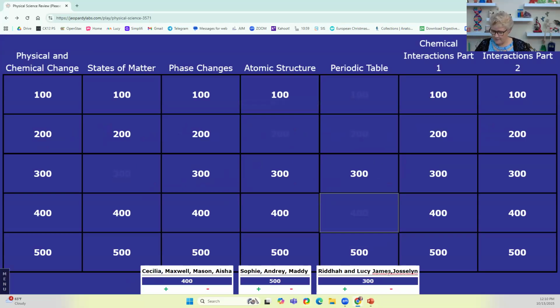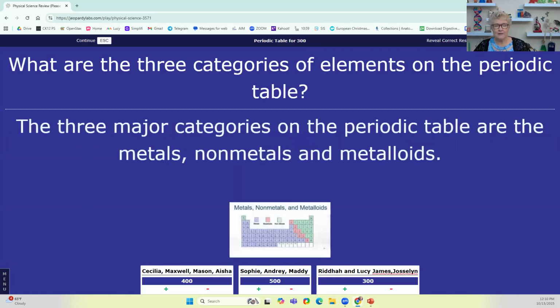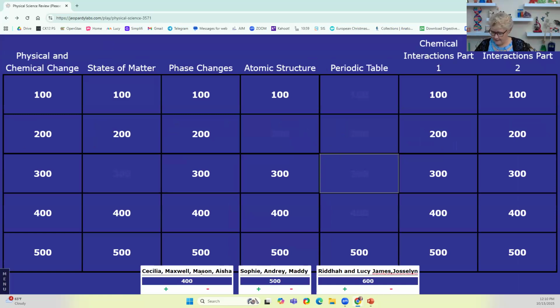All right, now we go to Lucy James. Periodic table for 300. What are the 3 categories of elements on the periodic table? Rita? Metals, nonmetals, and metalloids. Very good. Metals are on the left, nonmetals are on the right, and metalloids are in those stair steps in between. So we will give Lucy James' team the points. All right, now we are back to team 1. It is Mason's turn to pick.